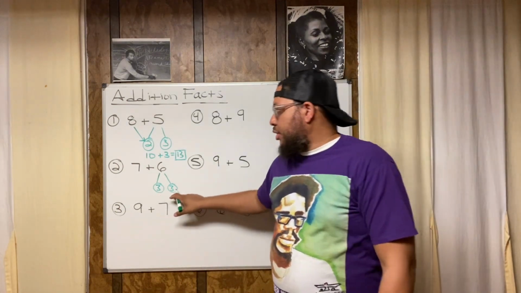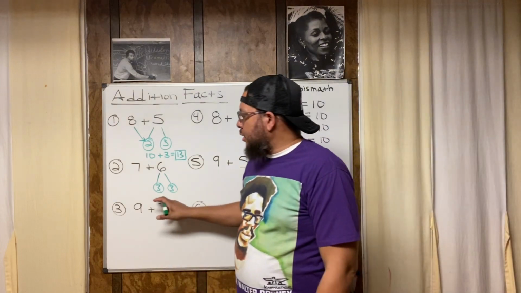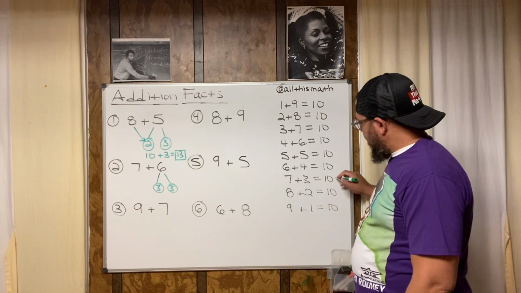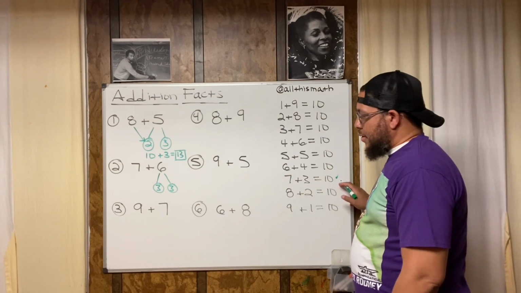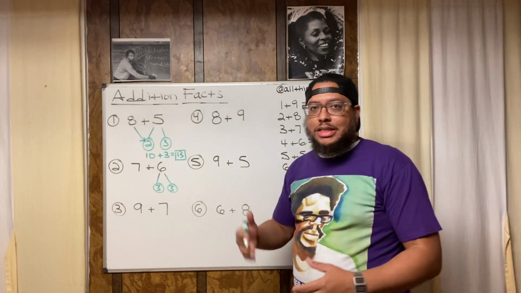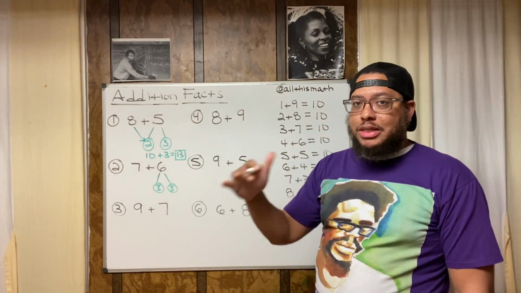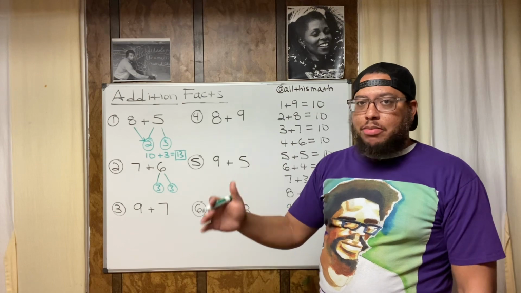So why did I use 3 and 3? Because 7 plus 3 is 10. 7 plus 3 is 10. And remember, my goal is to get to 10. My goal is to get to 10 because 10 is my happy number. And once I get to my happy number, that makes my math easier.